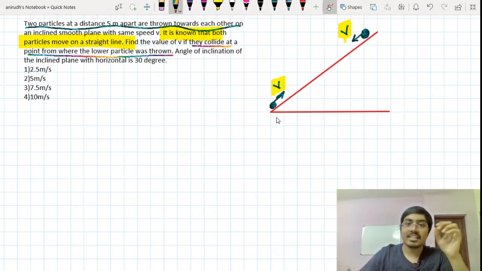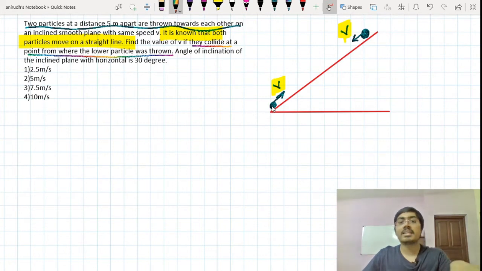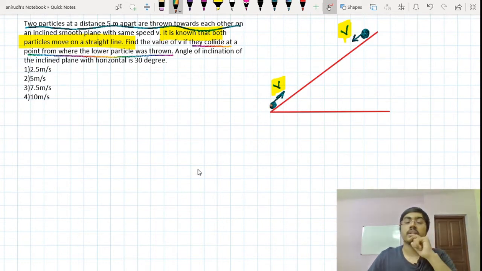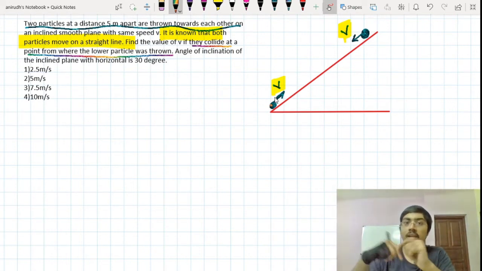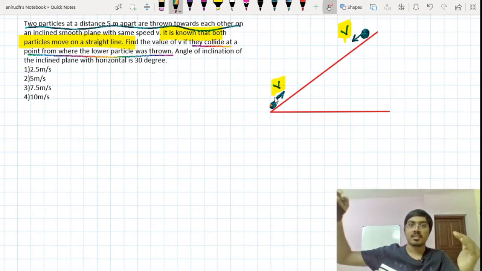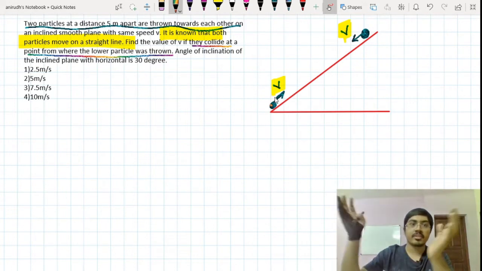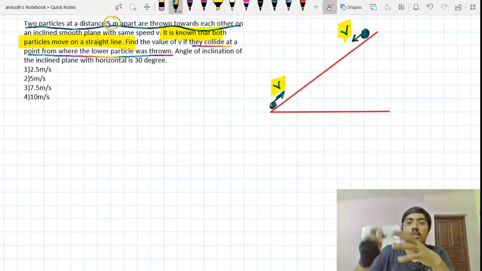No, it is said that even though the lower particle is thrown upwards, both of them are colliding at this point only. But in the image, I am seeing that both of them are thrown in the opposite direction, but they are not colliding in the path in between, within this particular 5 meter. No, they are not colliding over there. They are colliding at this point.